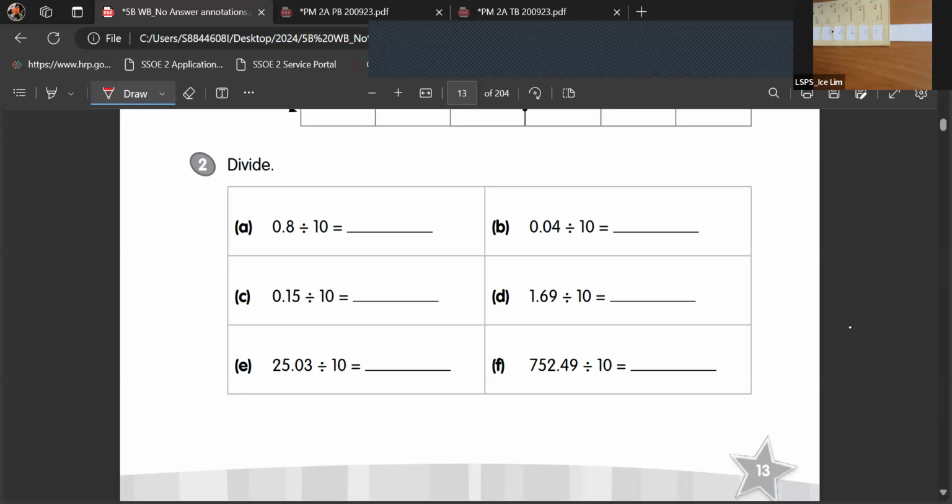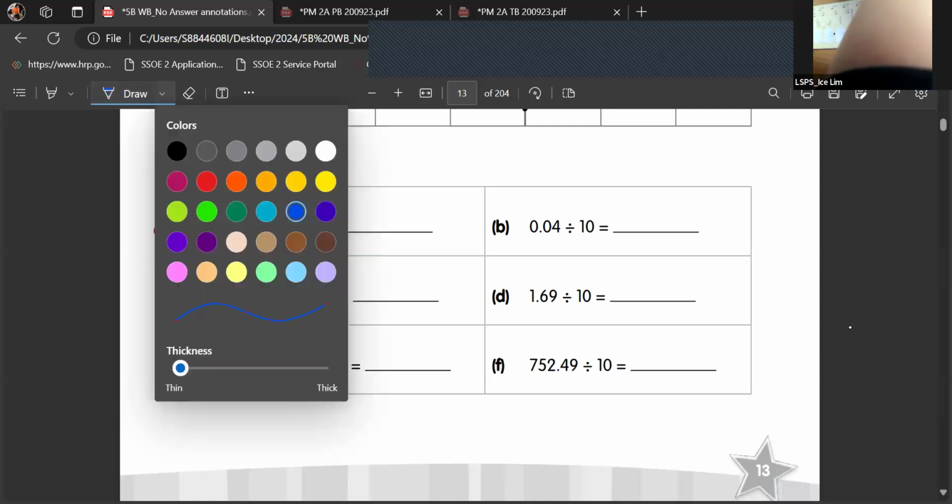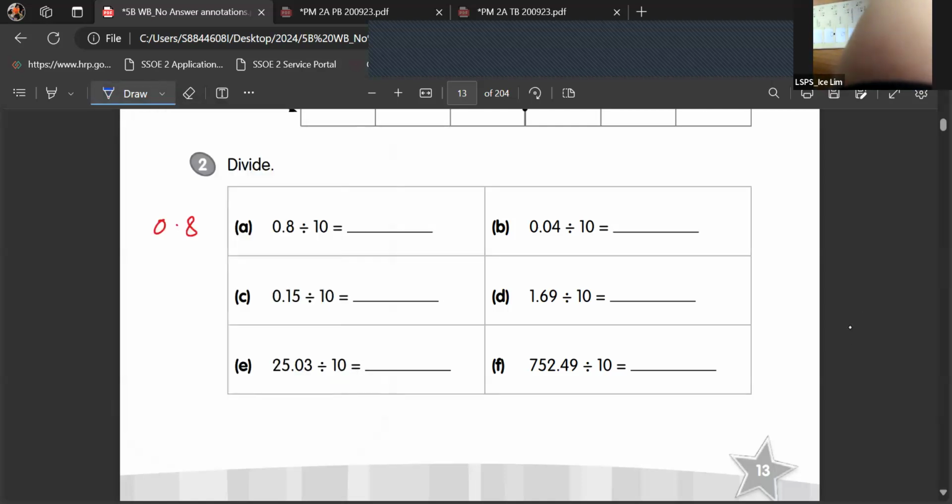Same tips as well. If you feel that there's no space to do your working on this, you do it at the side. So 0.8 divided by 10. I'll take the decimal point and I get 0.08.